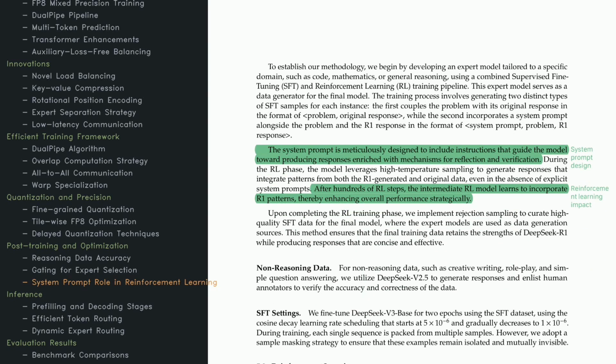To craft an expert model for math or general reasoning, they do both supervised fine-tuning and reinforcement learning. Two sample types are generated, one with just a problem and solution, another with a system prompt that encourages deeper reasoning. High-temperature sampling also pulls from older model patterns. Over time, the model refines itself, merging new knowledge with established frameworks. After RL, rejection sampling picks out top-quality data that's both clear and correct. For non-reasoning data, human checks ensure correctness and precision.